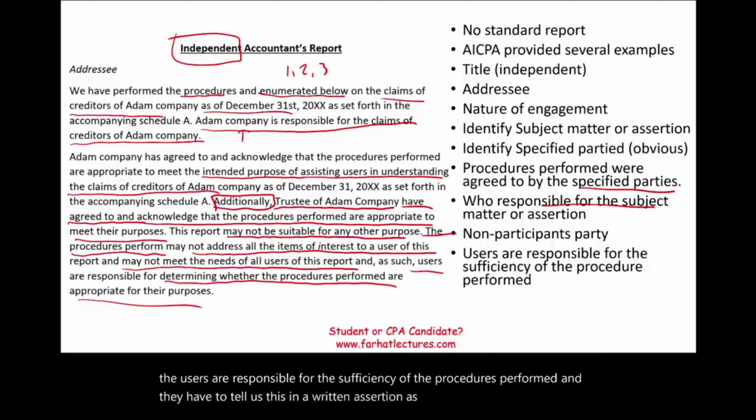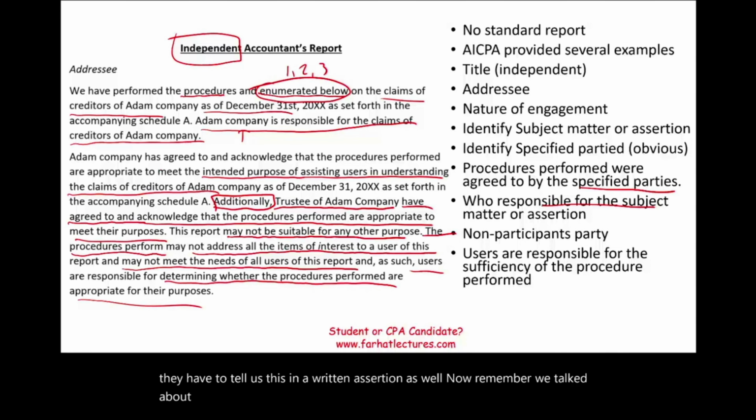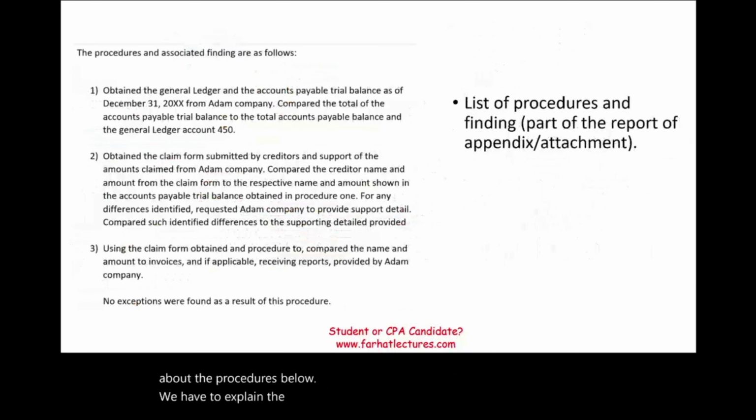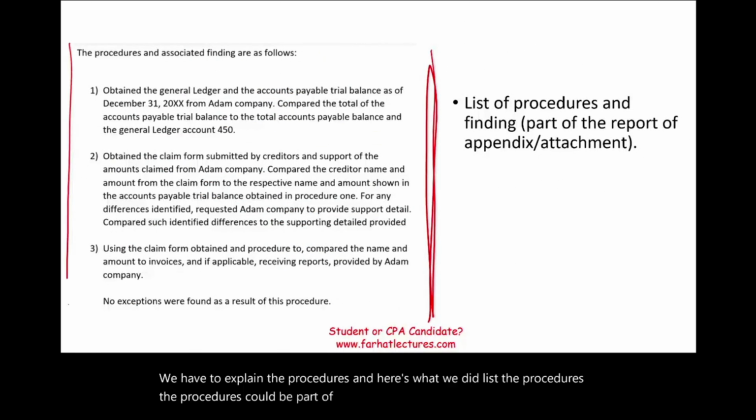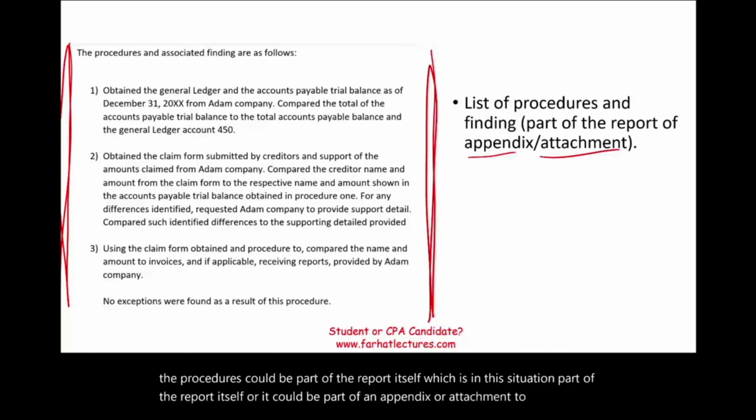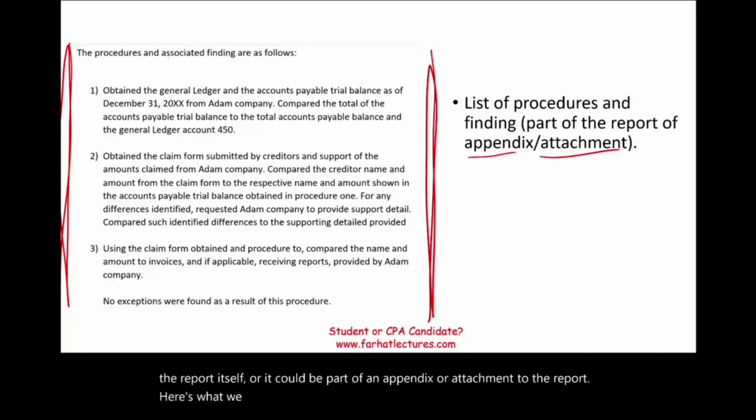Now remember, we talked about the procedures below. We have to explain the procedures, and here's what we did. List the procedures. The procedures could be part of the report itself, which is in this situation part of the report itself, or it could be part of an appendix or attachment to the report. Here's what we did. The procedures and associated findings follow. Imagine this is a long report.